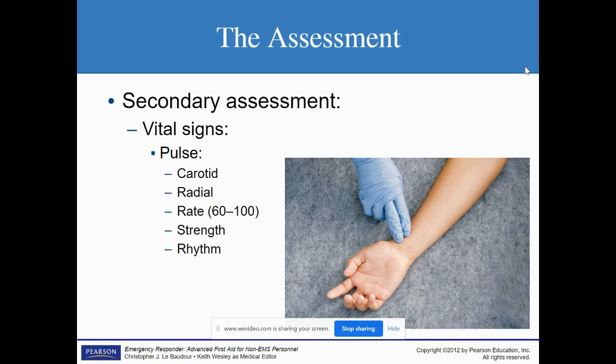When you're assessing the pulse, you will note the pulse rate, strength, and rhythm. The rate: a normal pulse rate for an adult would be between 60 to 100 beats per minute. To assess that rate, you want to palpate the pulse and count the number of beats you feel in 15 seconds. Then multiply that number by 4 to get an accurate minute rate. You want to analyze the strength of the pulse and determine whether the pulse is strong or weak. And rhythm is where you assess whether the pulse is either a regular or irregular rhythm.